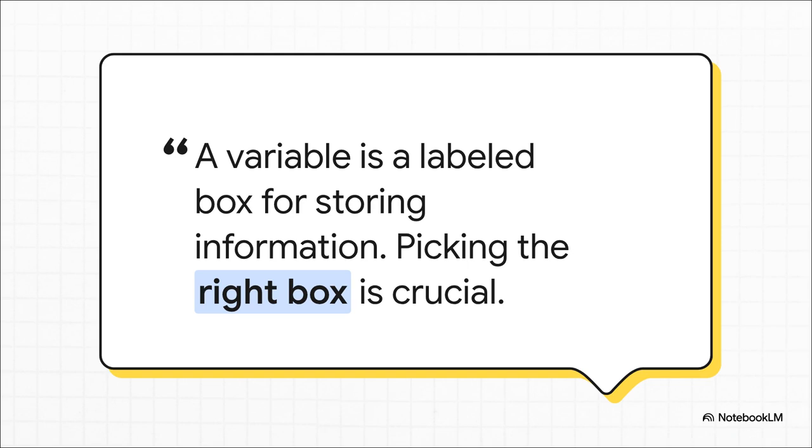And this analogy really gets to the heart of it. You wouldn't try to store water in a cardboard box, right? Same idea here. You can't just stuff a word into a variable that's only built for numbers. Picking the right box in programming is absolutely crucial. And if you get it wrong, well, you can run into some really weird, surprising problems.